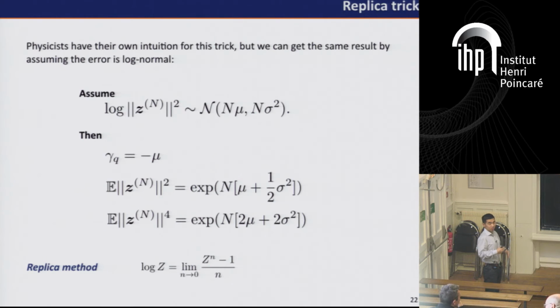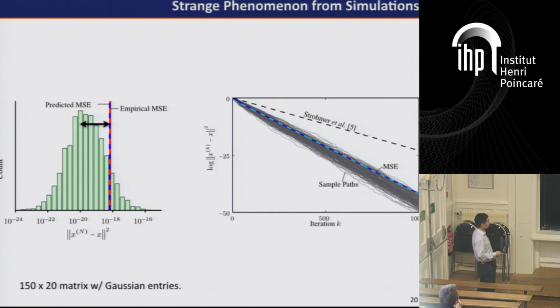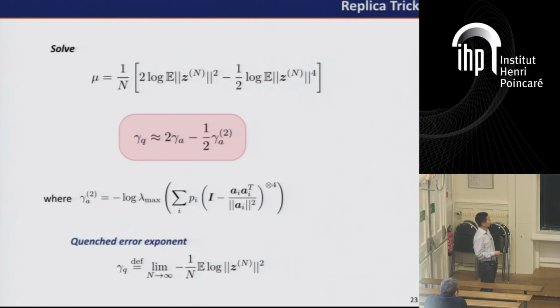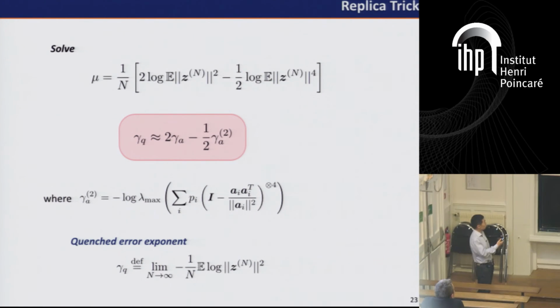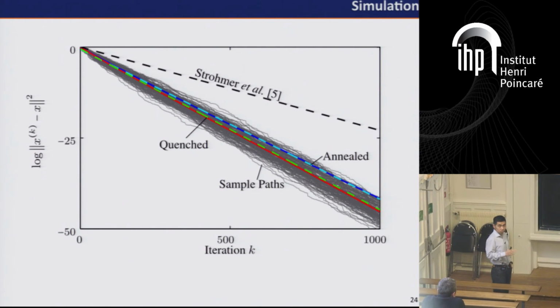Another way to explain this is to say that if we assume that this distribution is log normal, then this is going to be exact, because if you have a log normal distribution, knowing the second and the fourth moment, which can be computed, uniquely determines the quantity that we want to compute. Okay? All right, so we obtained an approximate formula in terms of the quenched error exponent, and it's not a proof, this is only an approximation.